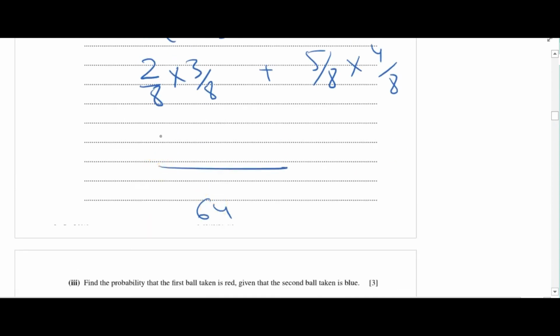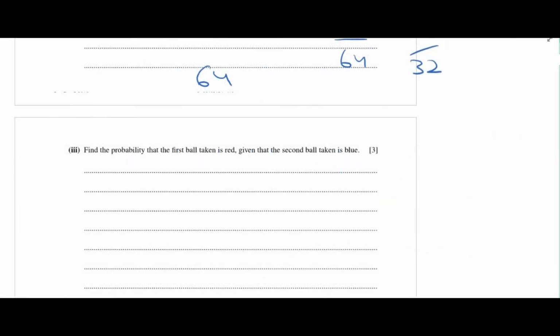That would become 64 in the denominator. The numerator becomes 6 plus 20. This will become 26 upon 64, that is 13 upon 32. This is the answer.